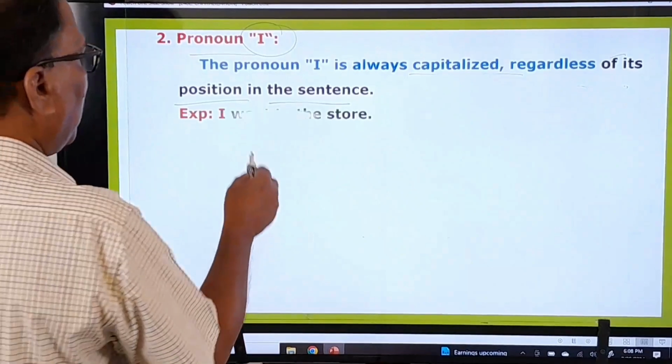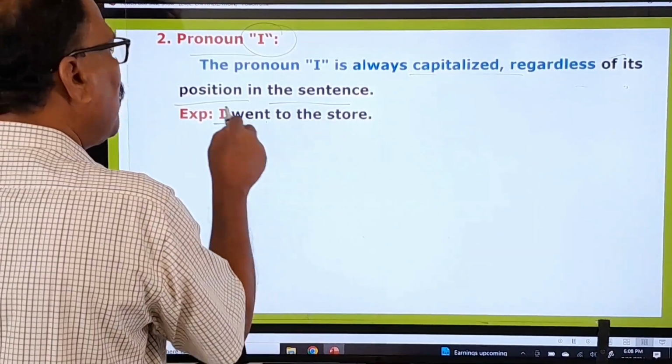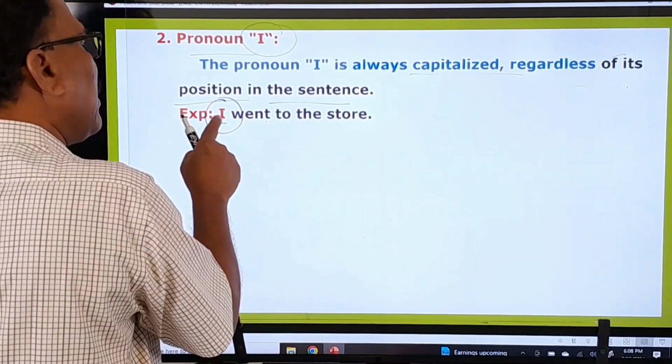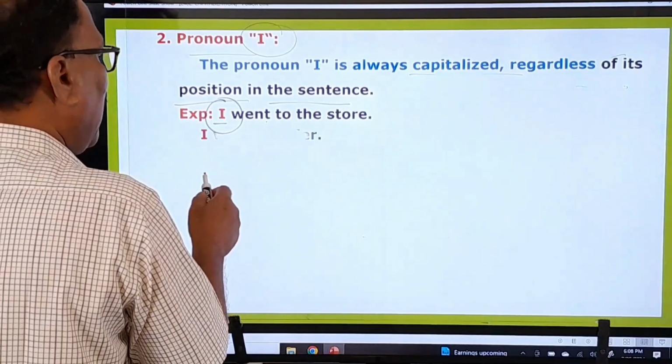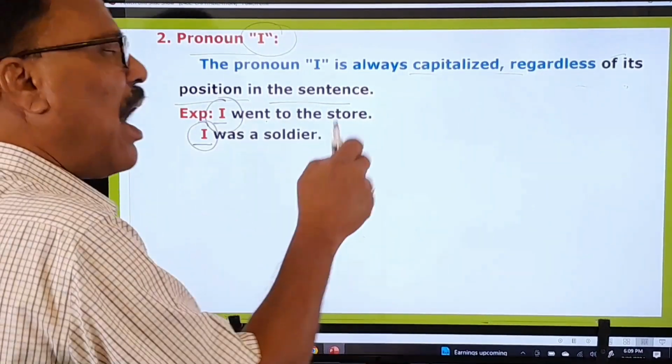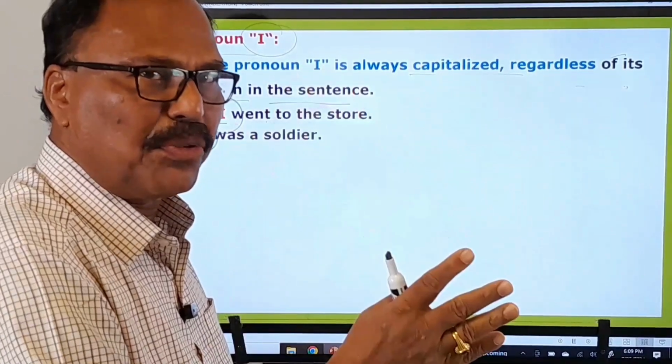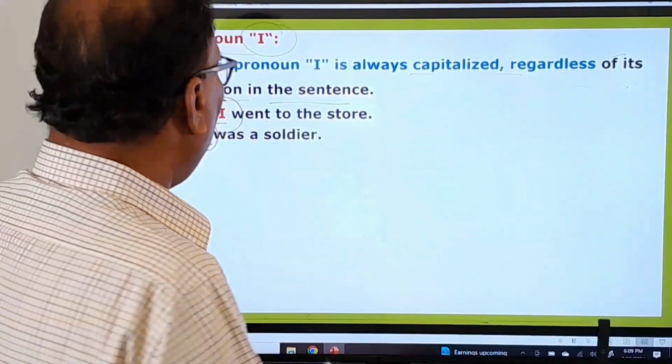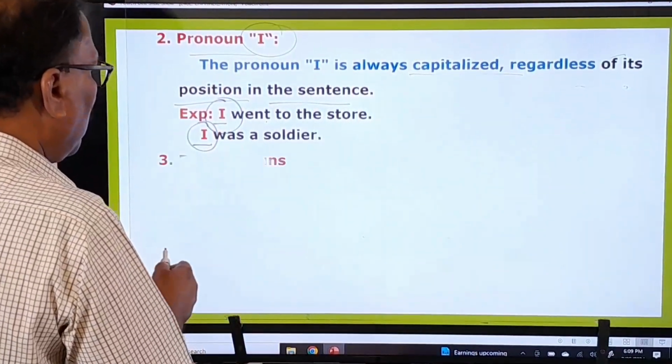Okay, here you pay attention. I went to the store. So here in this sentence, I is there. It is capitalized. And in the next one, I was a soldier. This is capitalized. Wherever I may occur, you have to capitalize that one. That is the point you have learned from the second rule. You go to the third rule.